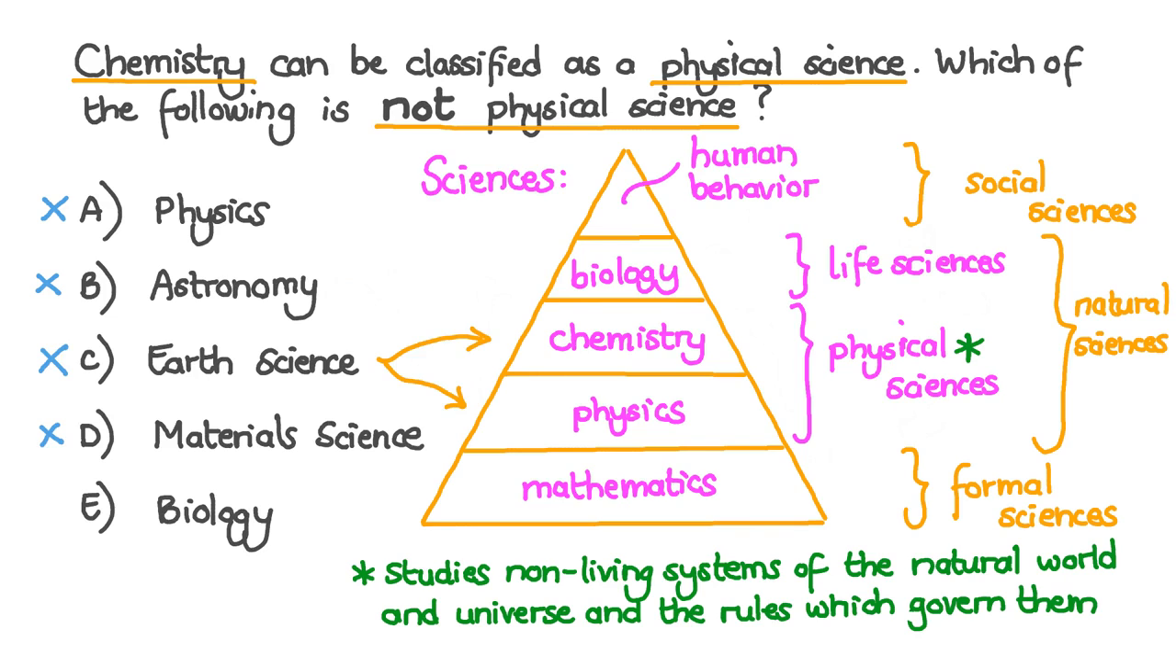We can also rule out earth science. Earth science also encompasses large areas of chemistry and physics study. We can see that biology is a life science. So this is the correct answer. So which of the following is not physical science? The answer is biology.